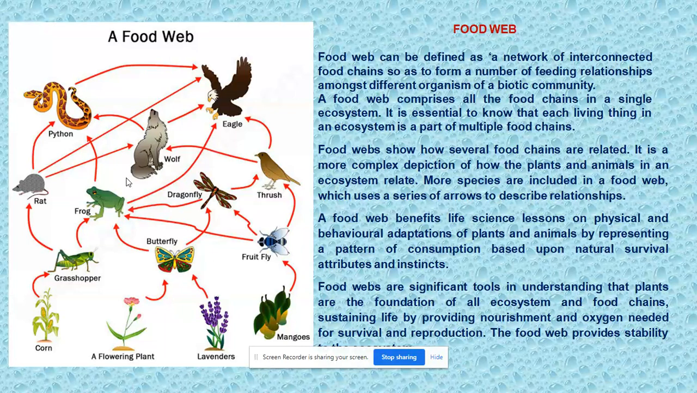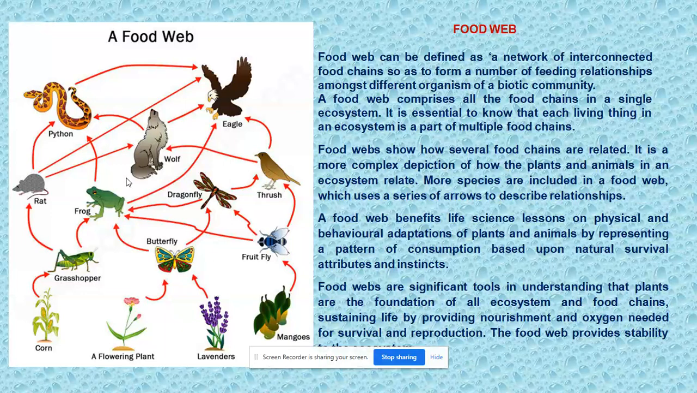A food chain cannot stand isolated in an ecosystem. The same food resource may be a part of more than one chain. This is possible when the resource is at a lower trophic level. A food web comprises all the food chains in a single ecosystem. It is essential to know that each living thing in an ecosystem is a part of multiple food chains. Food webs show how several food chains are related.